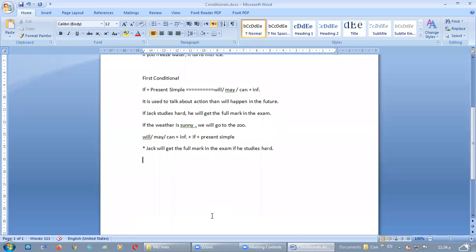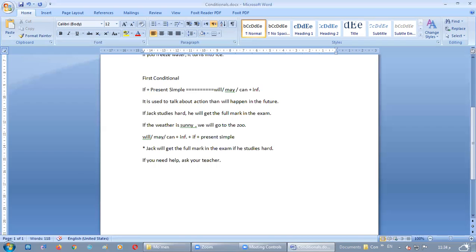I can use the imperative form in the second part of the first conditional. Say, for example, if you need help, ask your teacher. You can use the imperative form in the second part of the first conditional.